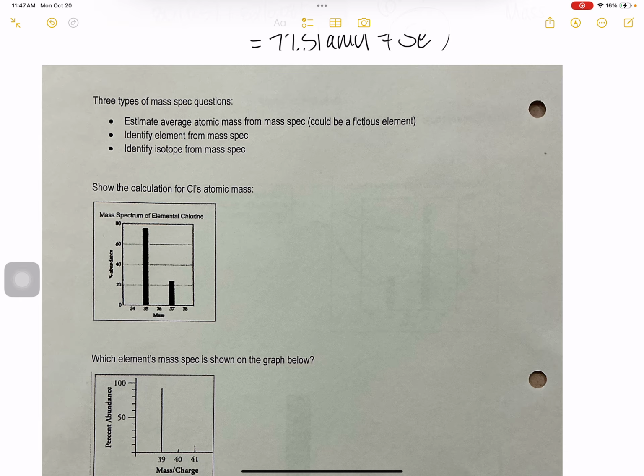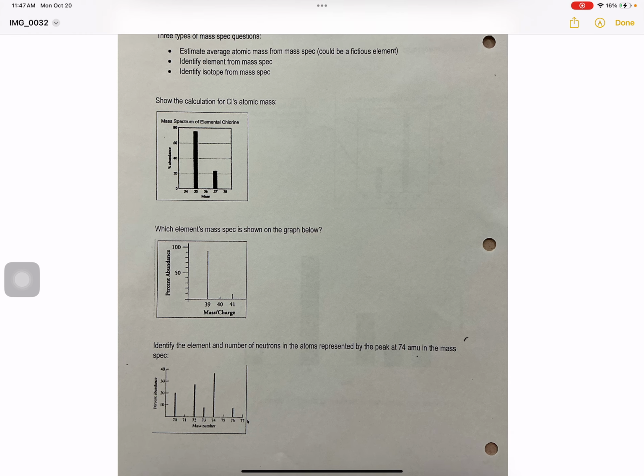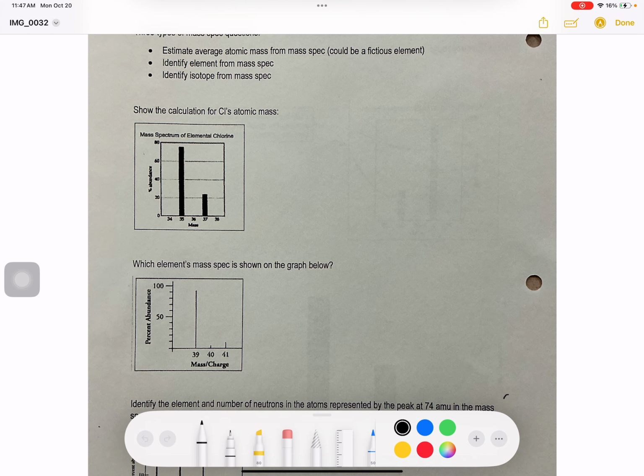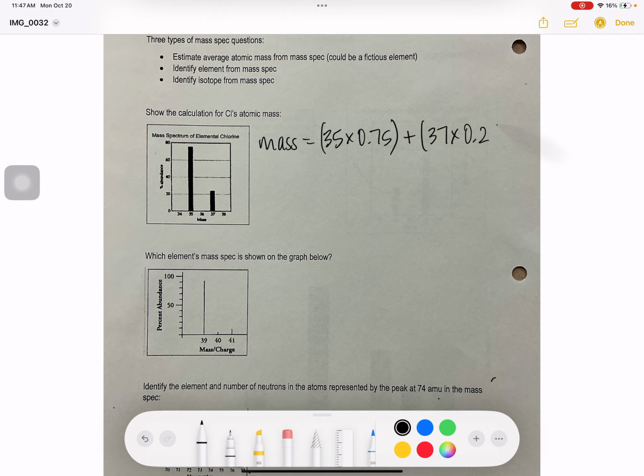So those are the 3 examples of what you could expect to see. The first one: determine or show the calculation for chlorine's atomic mass. If this was the question you were being asked, you would say, okay, I can calculate the average atomic mass by taking the mass of the first isotope, which is 35, and multiplying by its abundance. Now this is percent abundance, so we'll have to divide by 100. I think that's about 75%, and so that would be 0.75. Add to that the second isotope, which has a mass of 37, and that's about 25% abundant, or 0.25.